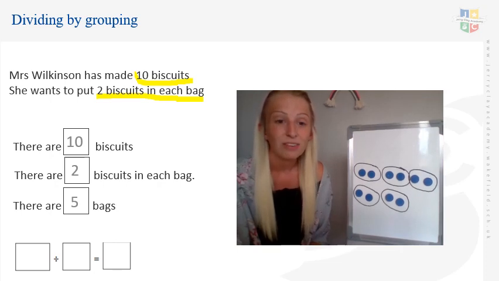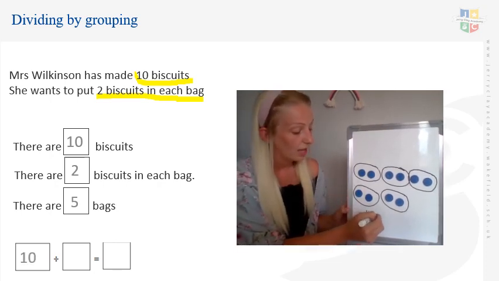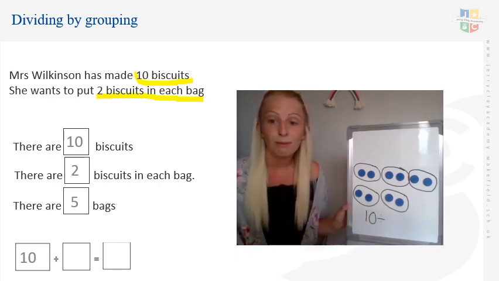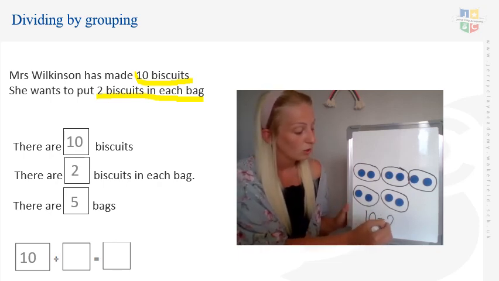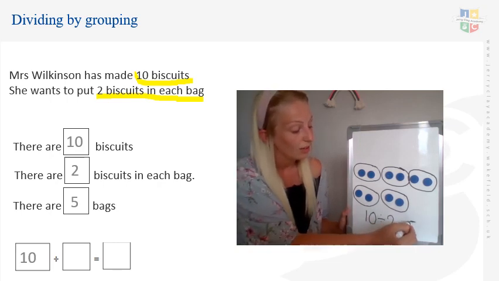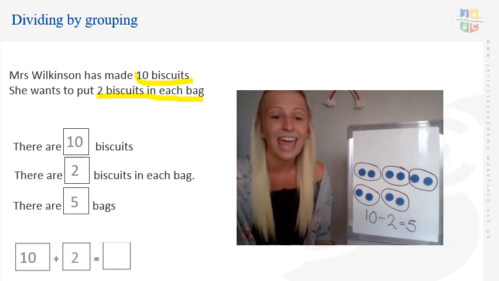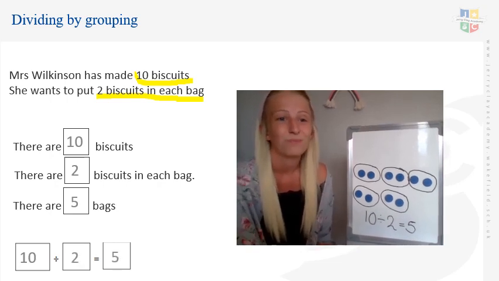So our number sentence is, we had 10 biscuits. We shared them into groups of 2. So 10 into groups of 2 equals 5. Excellent. Let's have a look at our next question.